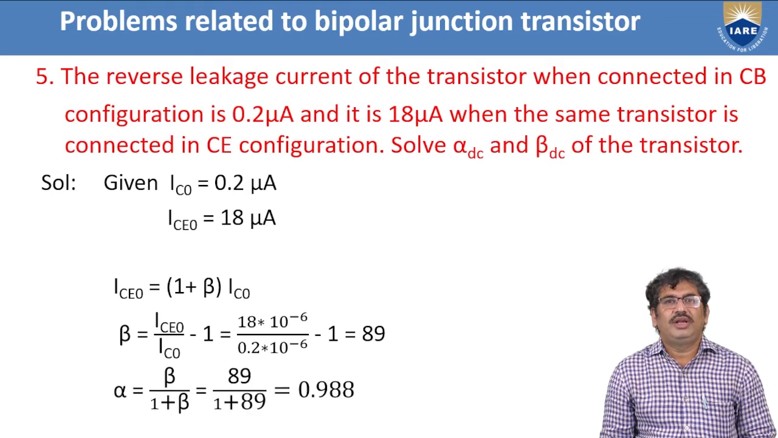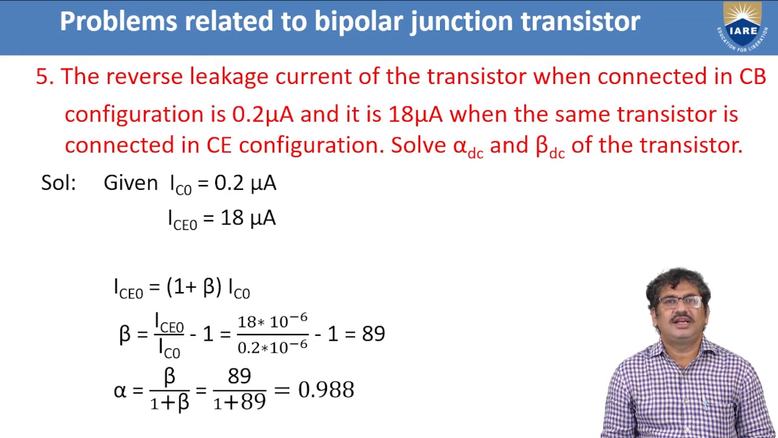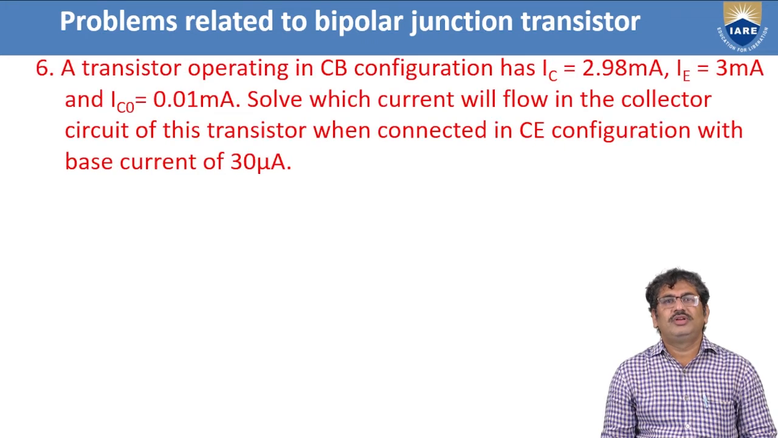Once we have beta, we can estimate alpha, as alpha and beta are related as alpha is equivalent to beta divided by 1 plus beta, which will give us 89 divided by 1 plus 89, which is 0.988. It is the alpha DC. Next, we will move to the next problem.